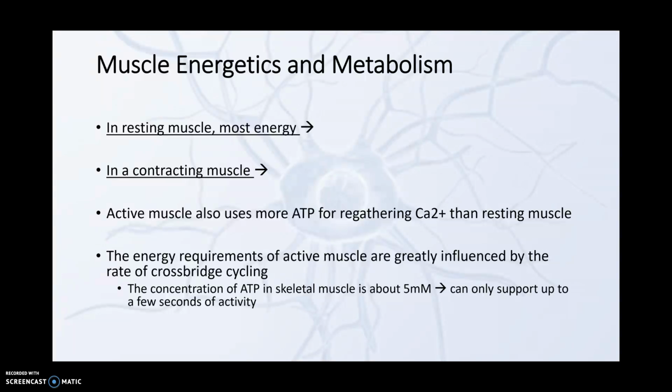So the concentration of ATP in skeletal muscle is about 5 millimoles. This can only support up to a few seconds of activity. So when we talked about energy systems and immediate energy systems, ATP was first, and again, that only gives a couple seconds of energy, what we have stored. Then again, we move on to our creatine phosphate system, our myokinase system, and then we would move into anaerobic glycolysis.